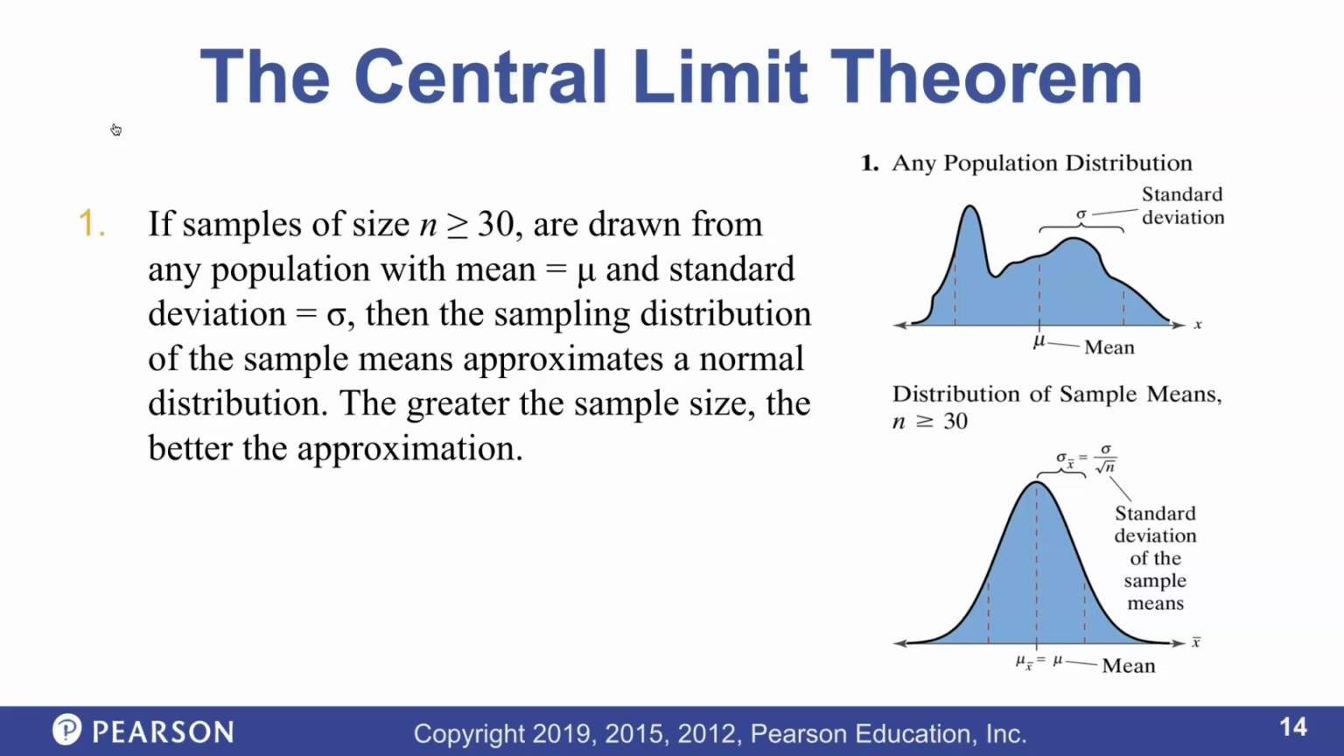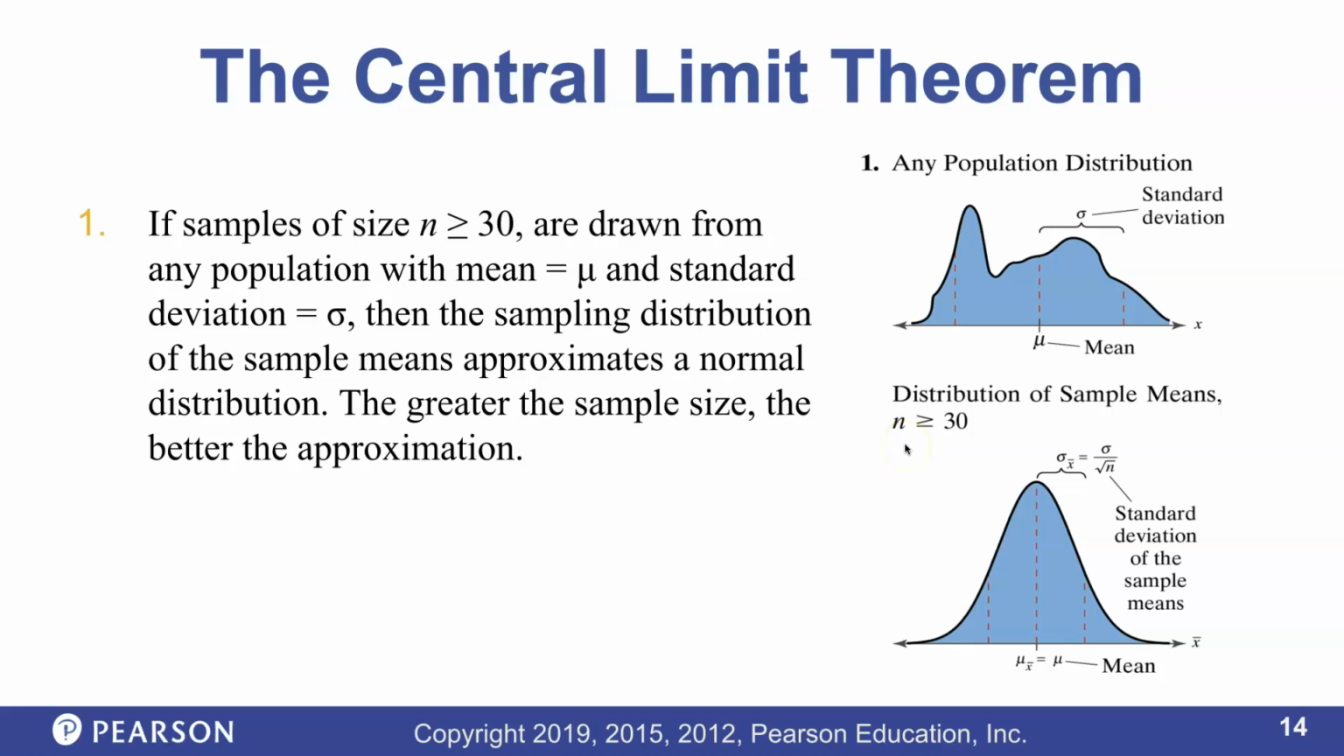So look at the picture for me. Any population distribution. This is an ugly looking population distribution. This looks like it has a peak over here on the left, and it doesn't look normal at all. But even something as ugly as this, if we take a sample of size greater than 30, the sampling distribution from this population distribution will be normally distributed. It's a powerful theorem.